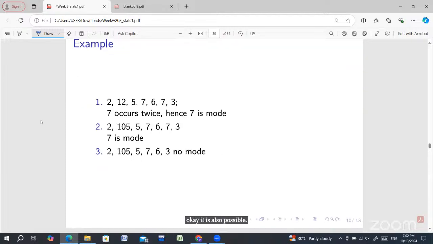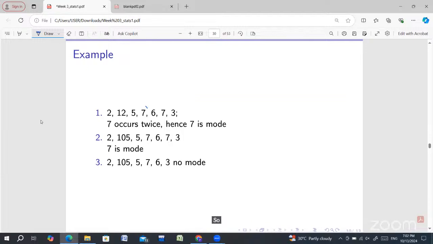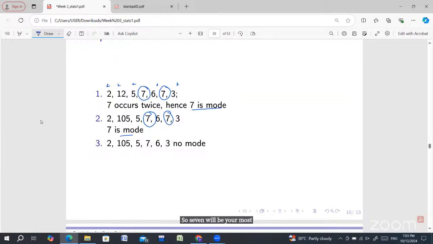So let's see an example. In this case, you can see that 7 is occurring 2 times and all the other values are occurring only one time. So 7 will be the mode for this data set. And here also you can see that 7 is occurring 2 times, so 7 will be your mode. In the next example, each value is occurring only one time, so there will be no mode.